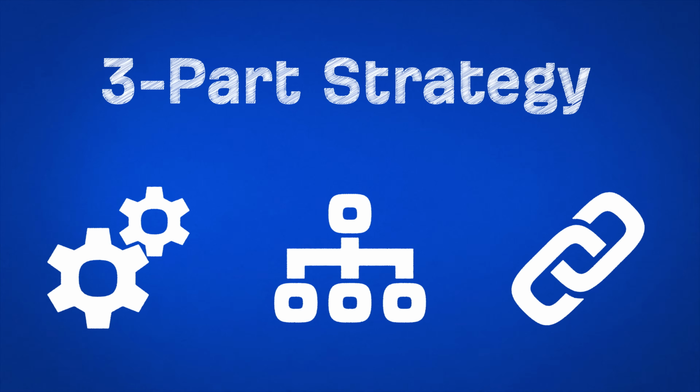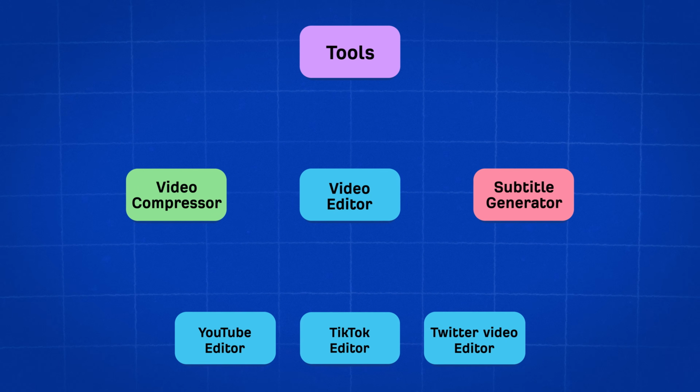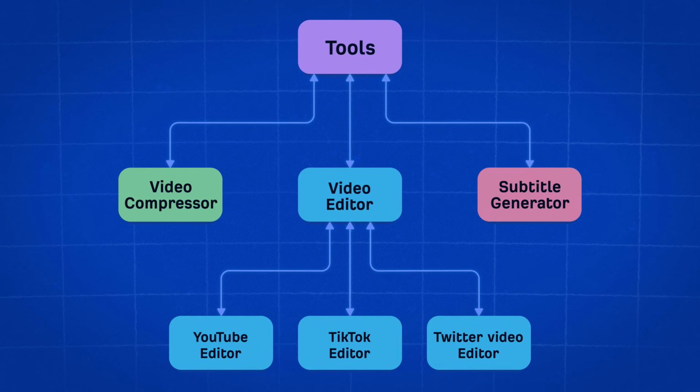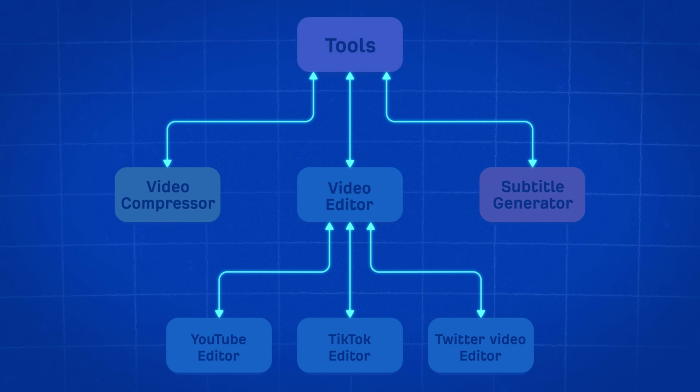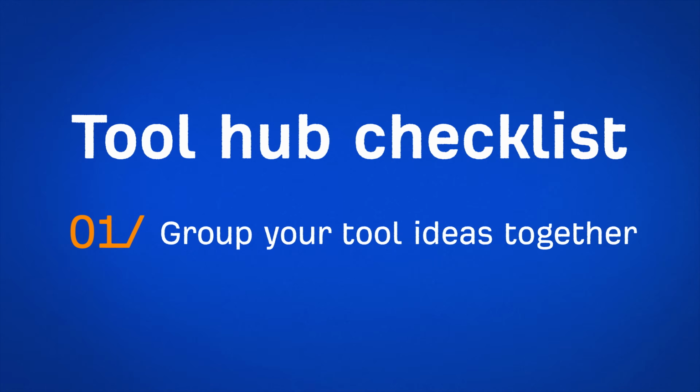Now you might want to start creating tools right now, but that would be a huge mistake because you'd be skipping one of the most important parts of this strategy, and that's planning your tool hub. A tool hub is a set of related online tools that are connected to one another, and in my opinion, the structure is the X factor to getting these quick vertical traffic graphs. I'll explain that in more detail soon, because first, it's vital that you understand two fundamental steps to creating an effective tool hub. So step one is to group your tool ideas together.